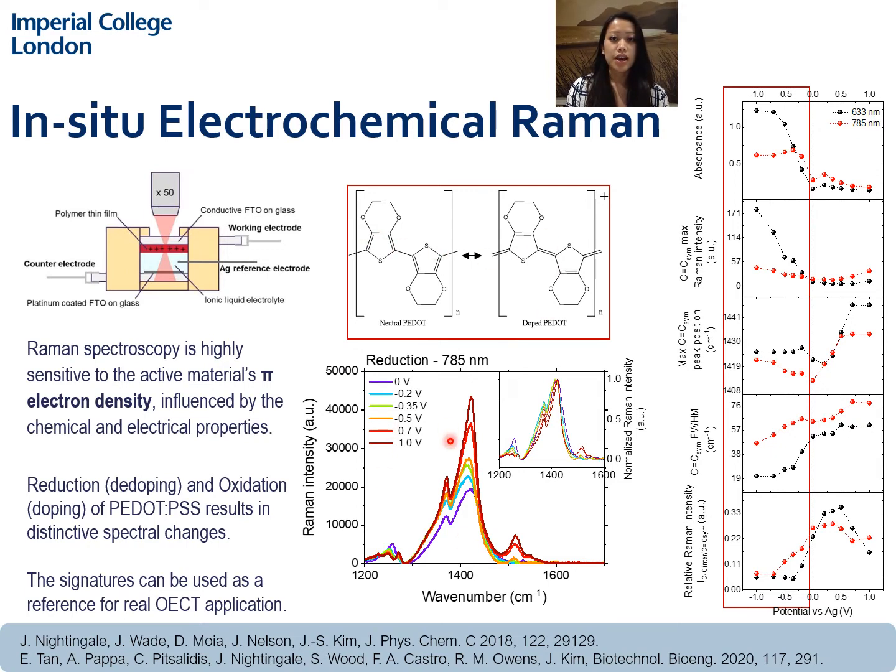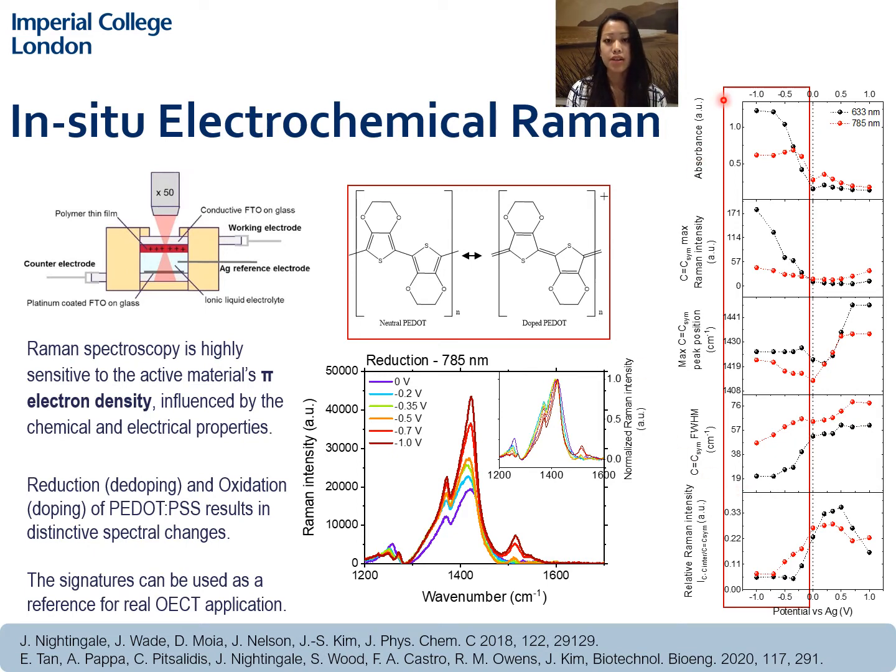So by choosing an excitation wavelength that is resonant with a neutral pi to pi star transition, these spectral changes are particularly sensitive to the neutral segments of PEDOT. And the spectral features can be quantified based on certain things like full width half maximum, relative intensities of peaks, and peak position. And these are tabulated on the right here.